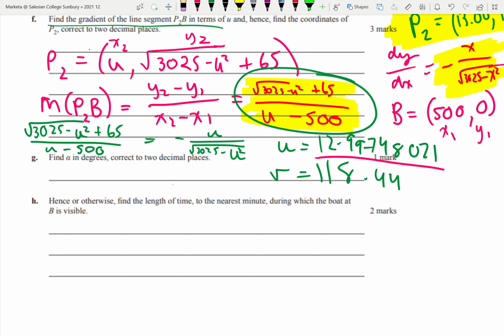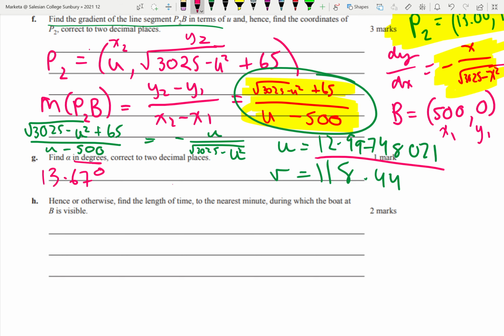Okay, now make sure we're in degrees, otherwise you'll get something weird there. And I'm getting 13.67048021. But of course, we want it to 2 decimal places. So it's 13.67 degrees.